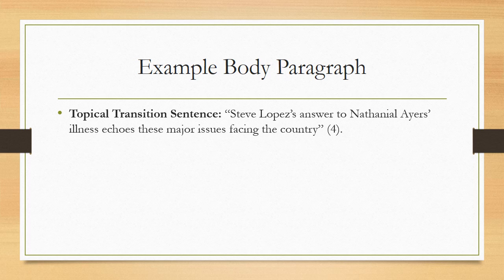What the student's saying here is that what Steve Lopez does to try to help Nathaniel Ayers is the same thing we keep trying to do to help the homeless in our country, which only puts a Band-Aid on a bullet wound. And so he's saying this film illustrates my idea. So there's a clear argument here, making it a topic sentence. There's a clear transition, echoes these major issues from the previous paragraph, so it's a topical transition sentence. Remember, you want your topic sentence, your little mini argument, to be the first sentence of each body paragraph so the reader knows what the paragraph is about.